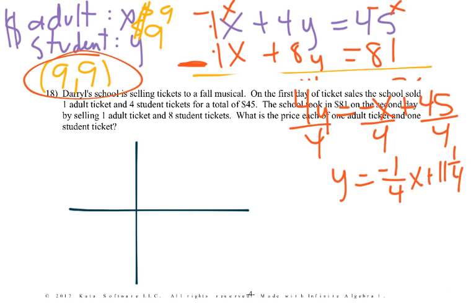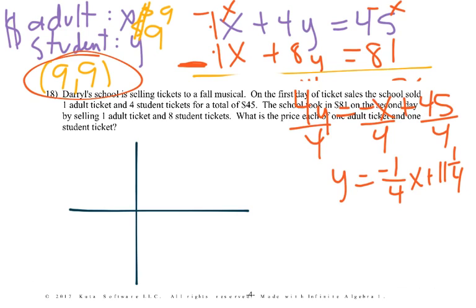Hold on, we need a better graph for this one. Okay, so let's get our first equation. y equals negative 1/4 x plus 11 1/4. And this is why sometimes it can be difficult to graph. That's not always the best way to go if you have to change it.